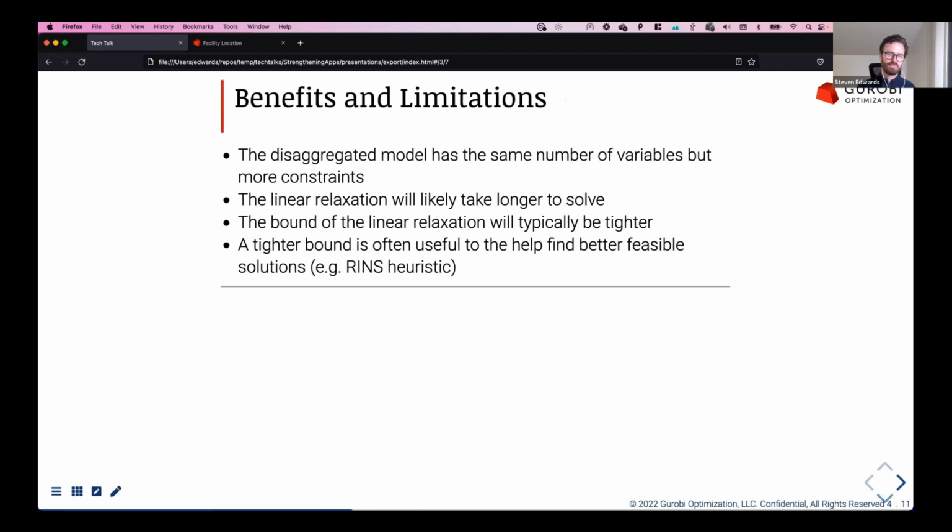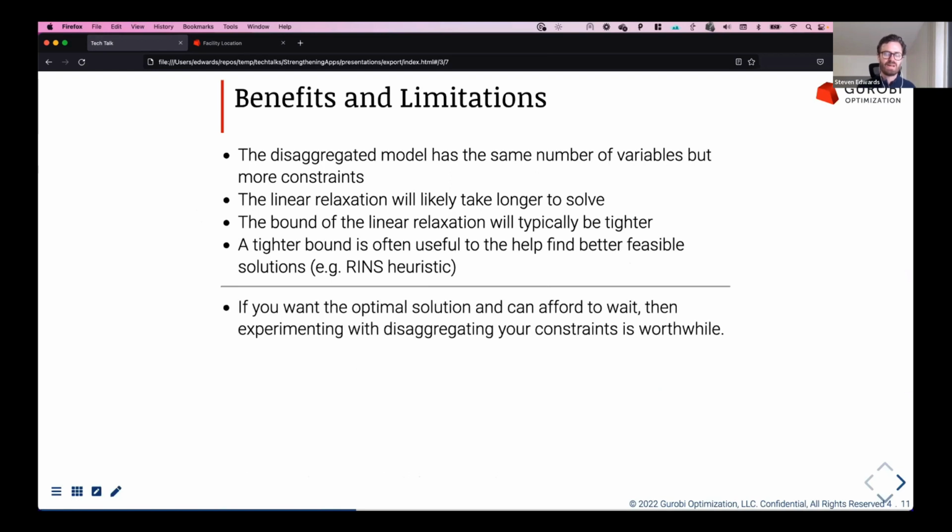So, benefits and limitations. The disaggregated model has the same number of variables, but a lot more constraints, and that's something we have to keep in mind. These constraints will normally mean that the linear relaxation, the root relaxation, will take a lot longer to solve. Hopefully the result is that you get a tighter bound. And this tighter bound isn't just useful for the bound itself, but it can be very useful to help guide heuristics to find better incumbents, which is the case in this example as well.